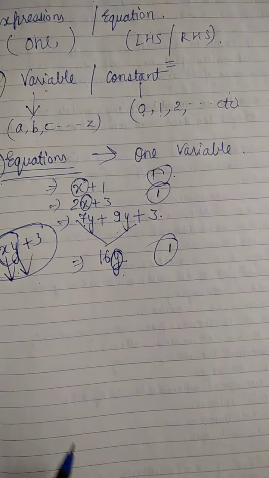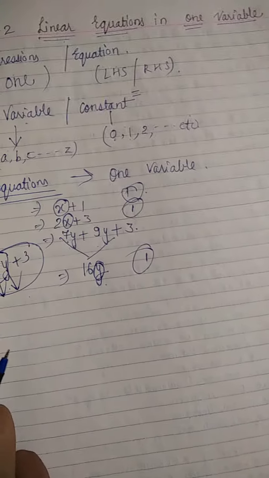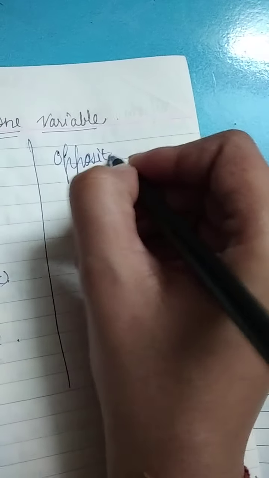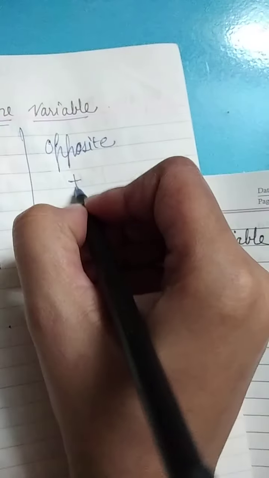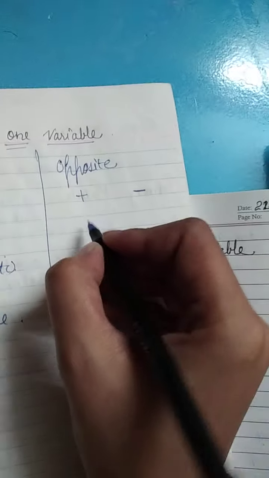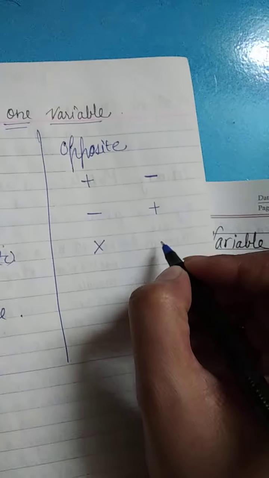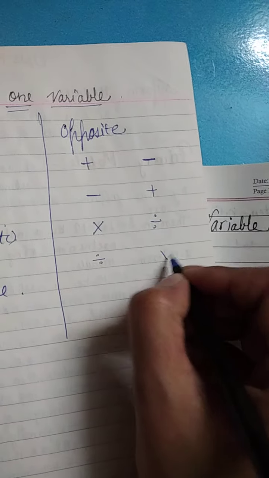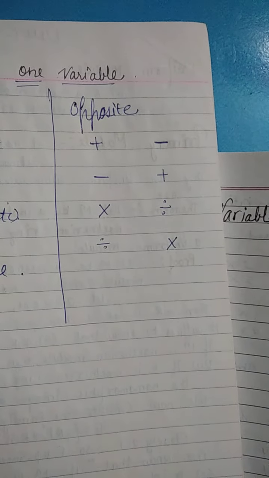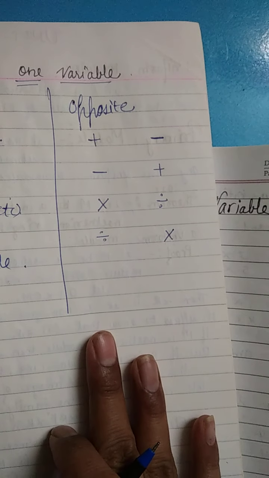Okay. Now we will start. Before starting our exercise, I am just moving on to a logical term. Opposite of plus is minus, opposite of minus is plus, opposite of multiplication is division, and opposite of division is multiplication. This thing you already know.